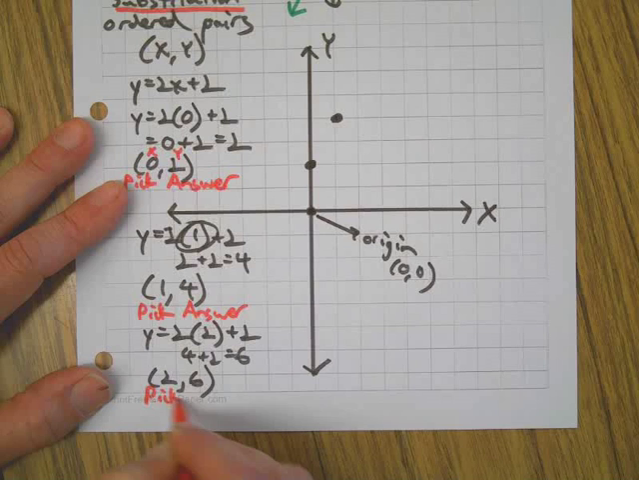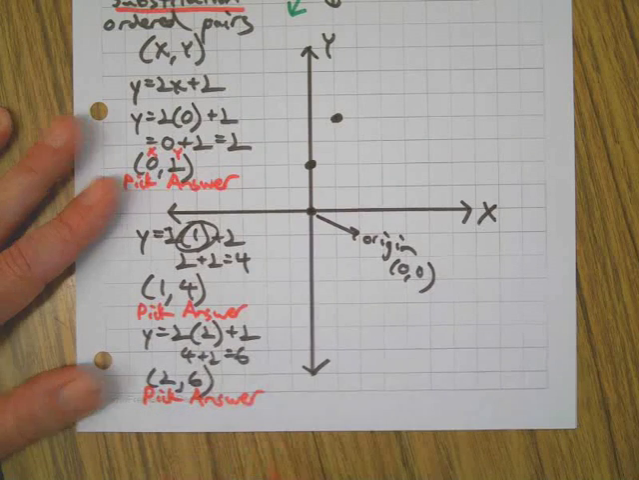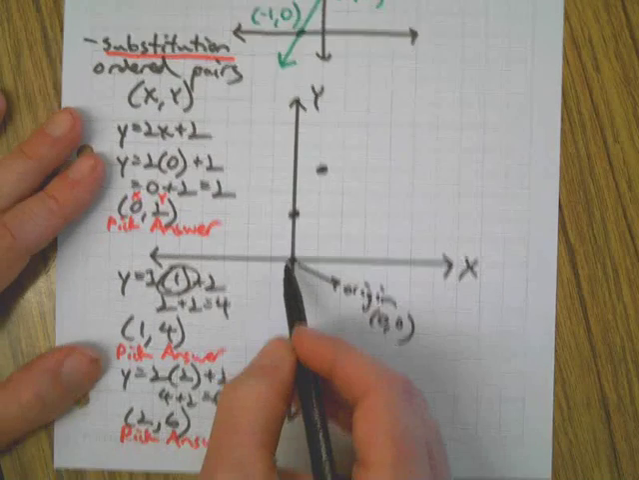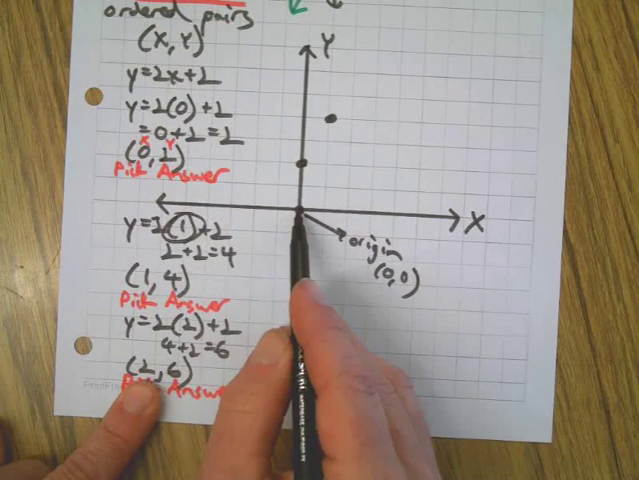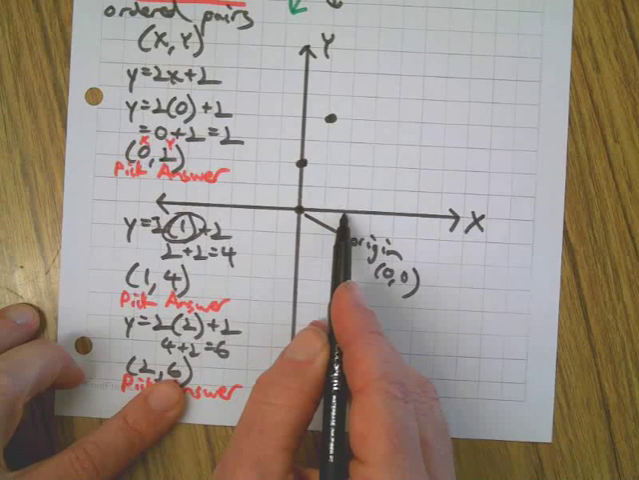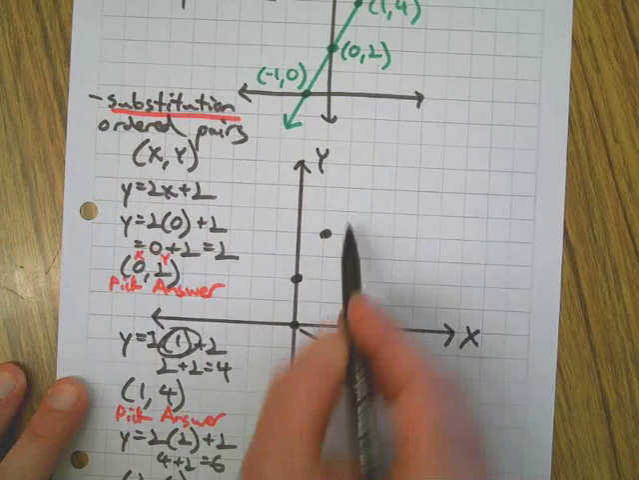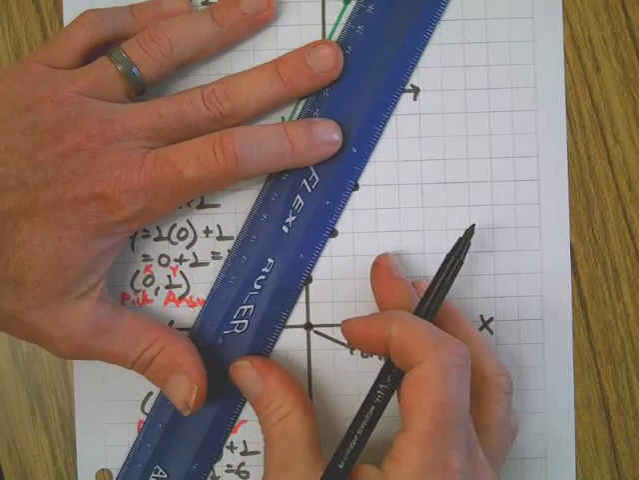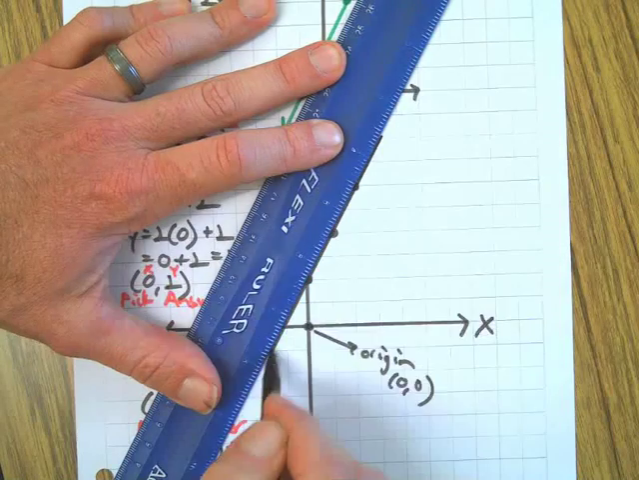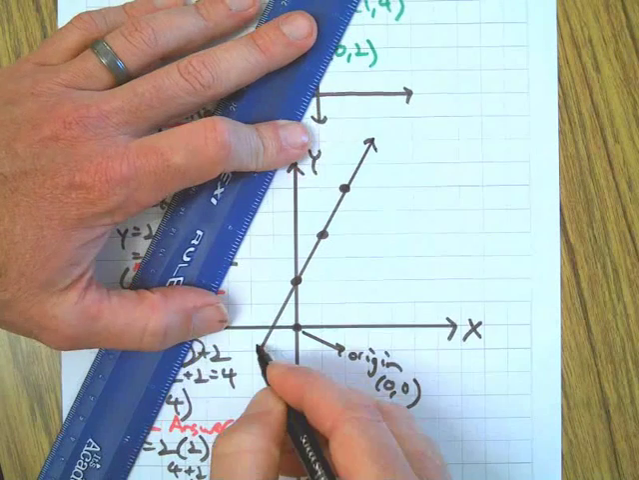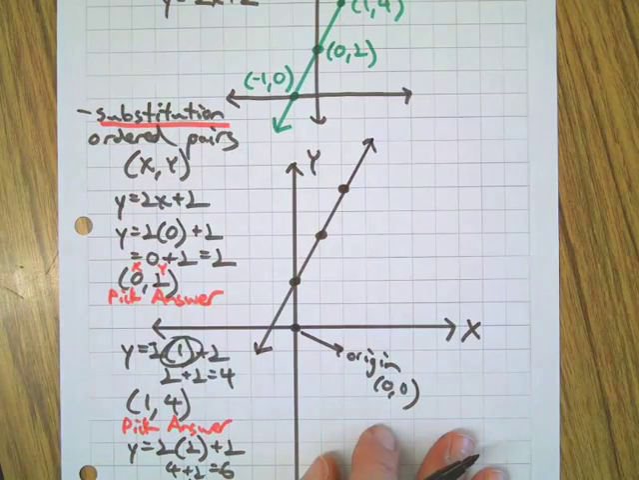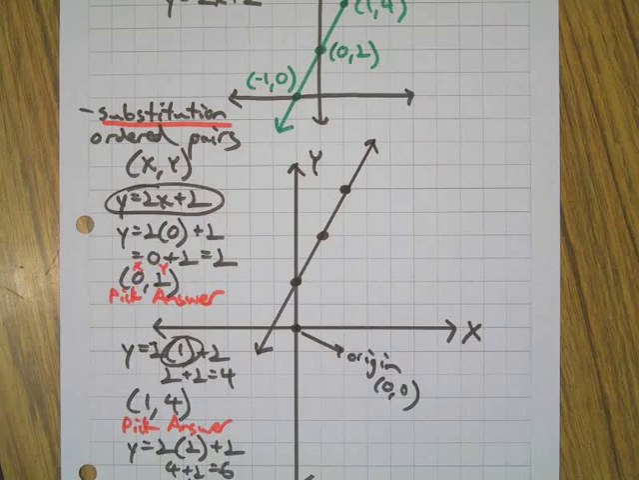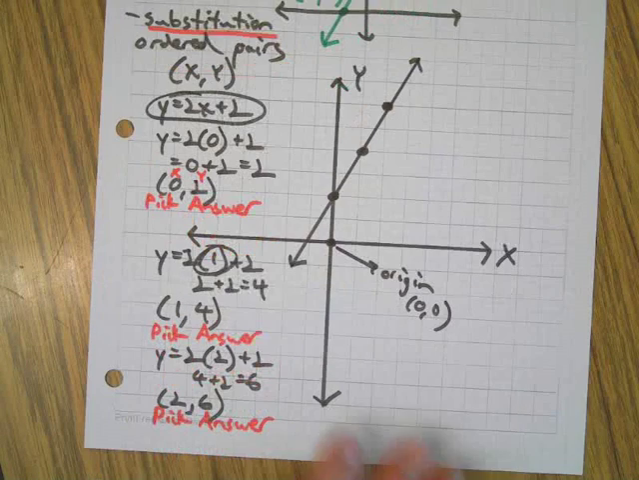Third and final time. That's the pick. That's the answer. Okay? Go back to the origin. Then, in this case, since we have positive 2, we're going right. And we have positive 6, so we're going up. 2, 4, 6. Put a dot there. Get out your handy dandy straight edge. Put the little arrows on each end to indicate that it goes forever in both directions. And there's your line for y equals 2x plus 2. That's how you find ordered pairs.